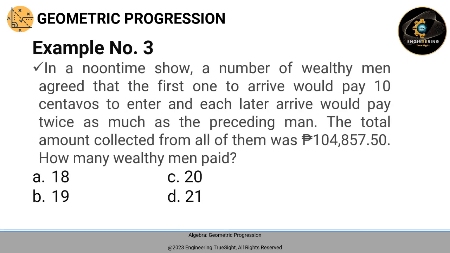Example number 3. In a noontime show, a number of wealthy men agreed that the first one to arrive would pay 10 centavos to enter, and each later arrival would pay twice as much as the preceding man. The total amount collected from all of them was 104,857.50 pesos. How many wealthy men paid?